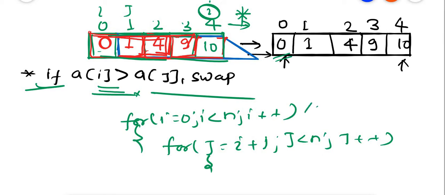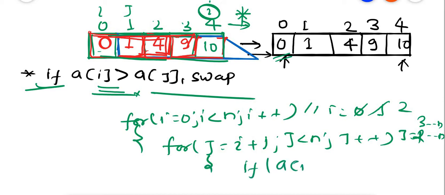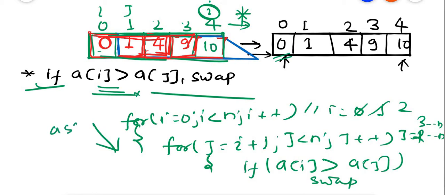Now you can see when the value of i equals 0, then j will start from 1. When the value of i is 1, then j will start from 2 and reach n. When the value of i is 2, then j will start from 3 and reach n. So that is the reason why I have written the looping statement like this. And one more condition: if a of i is greater than a of j, then the elements need to be swapped. Otherwise do not swap the elements. So this is the logic for ascending order sort.